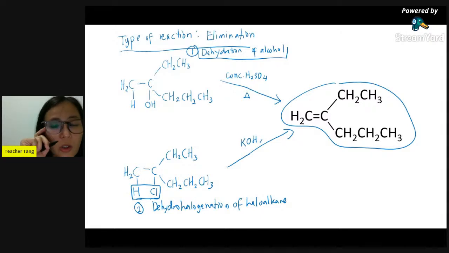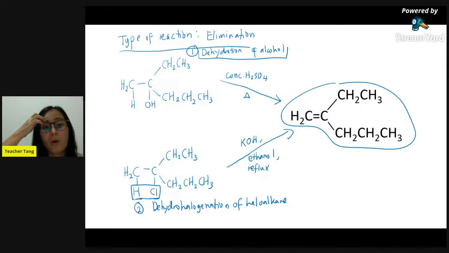And then the KOH is solid, so we need a solvent. An example of the solvent is ethanol. And for this reaction, we need to reflux, which means that you heat it at the boiling point. So these are the two ways to prepare your alkene.